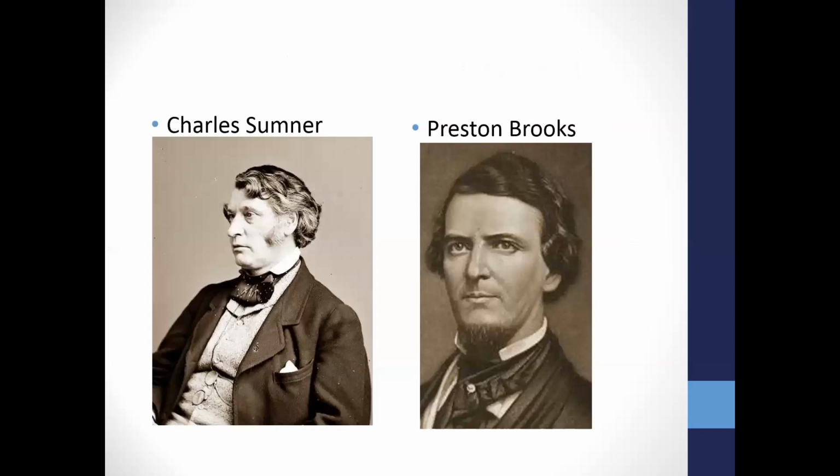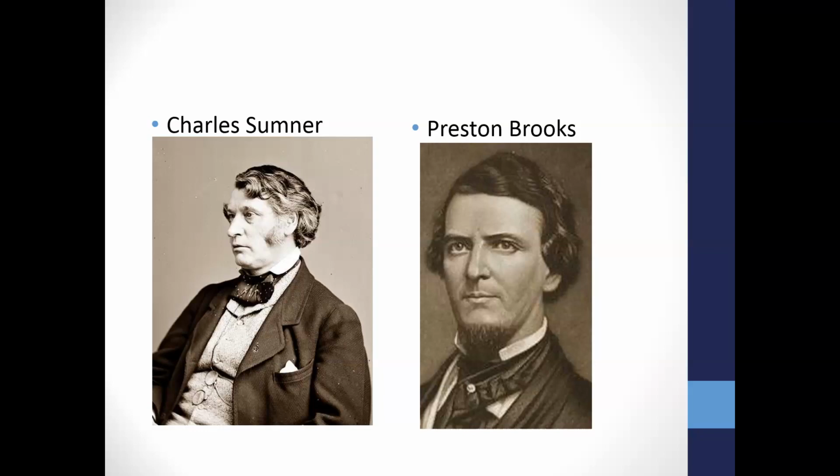Back in Washington, D.C., in May of 1856, Charles Sumner, on your left, was a senator from Massachusetts and a pretty vocal abolitionist. And he had given a speech denouncing slavery and criticizing slaveholders on the floor of the Senate. And a couple days later, a young slaveholder congressman from South Carolina named Preston Brooks entered the chamber as Charles Sumner sat at his desk and worked, and beat him nearly to death with a cane.